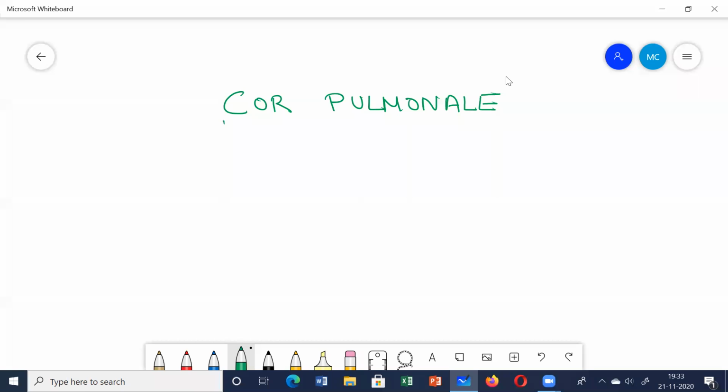Hello everyone. Today the topic we are going to discuss is Cor Pulmonale. You should know what you understand by Cor Pulmonale, the clinical features, the etiology, the treatment, and what you have to do. So this is about Cor Pulmonale. What is Cor Pulmonale? Cor Pulmonale means right-sided heart failure.